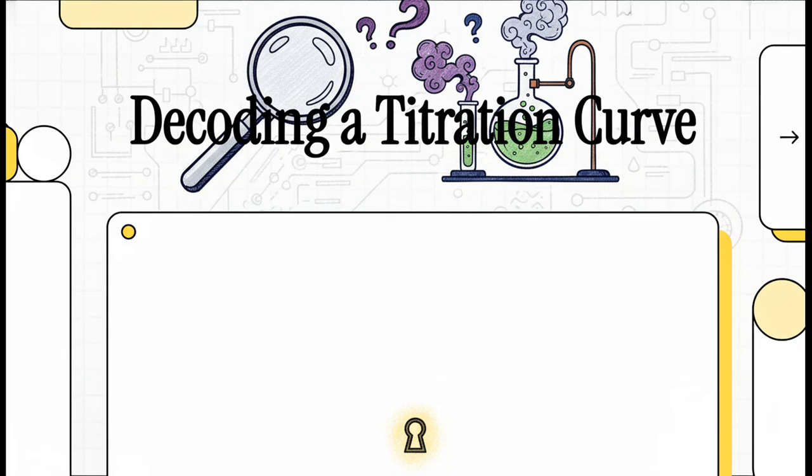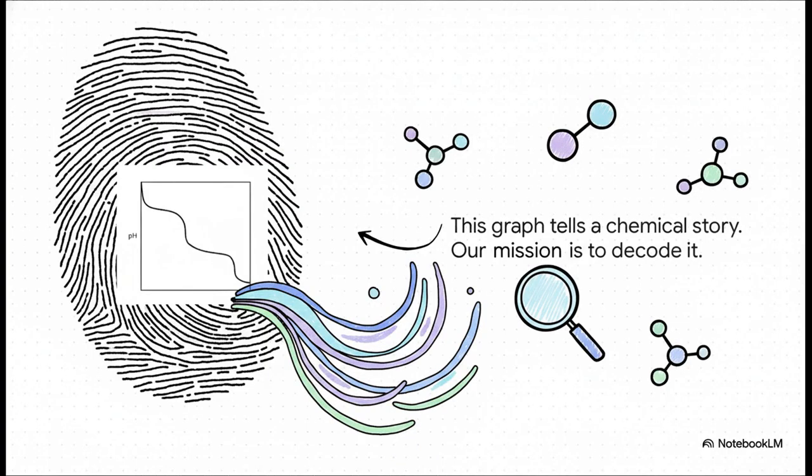Okay, let's dive into this chemical mystery. So what we're looking at here is something called a titration curve. You can kind of think of it like a chemical fingerprint. It's a detailed play-by-play of a reaction from beginning to end. And our job is to read the story it's telling us.